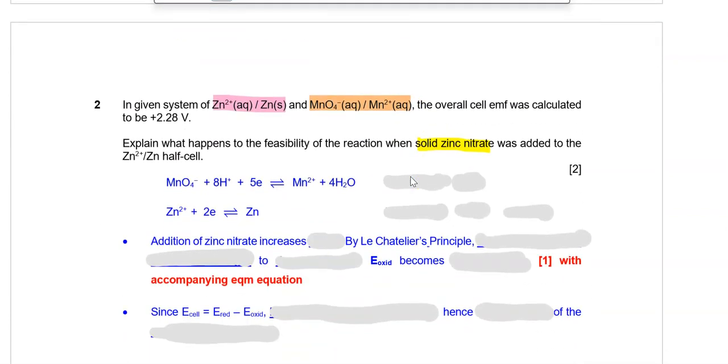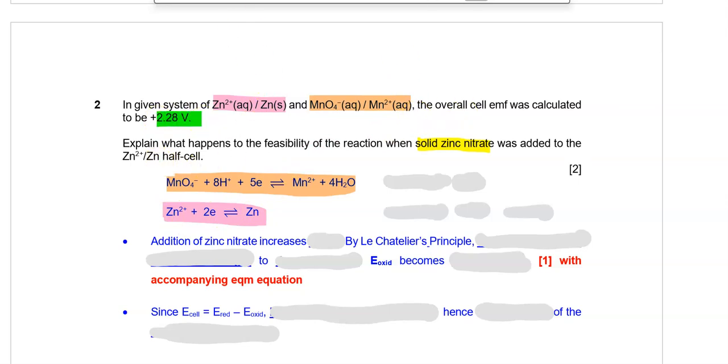Number 2, we have another system. We have a Zn2+/Zn half cell and a MnO4-/Mn2+ half cell. I've taken the liberty to copy out the data booklet half equations involving the species, color coded for ease of referencing. In this case, the overall EMF was calculated to be 2.28 volts.